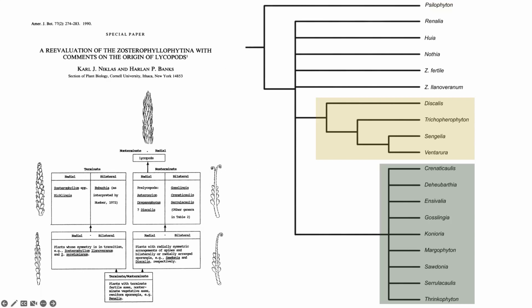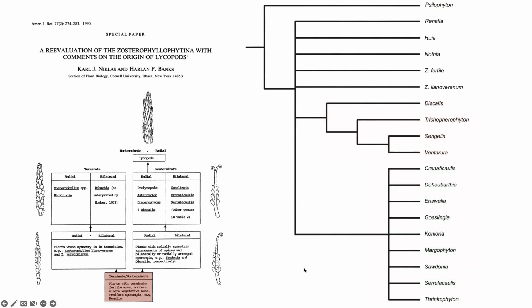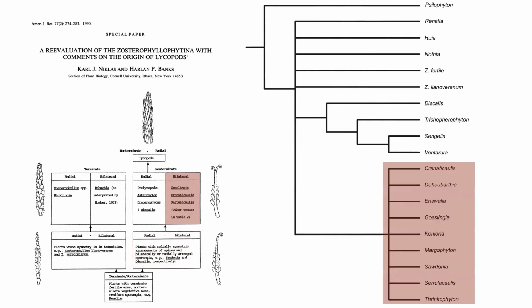This consistent recovery of these two clades has interesting parallels with a non-phylogenetic hypothesis proposed by Nicholas and Banks, where they were looking at the origin of lycopsids, and they separated the zostrophils into a couple of different groups based on the development of their reproductive axes. The first way they parse them out is into groups based on whether these axes terminate in a strobilus or continue to grow after sporangia arise along the axis, and then further by the symmetry of these reproductive axes. We're going to focus on this non-terminate axis side of this flowchart.